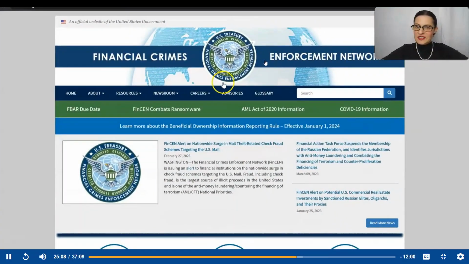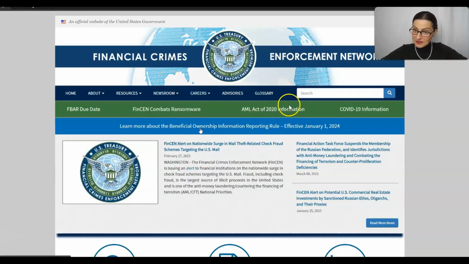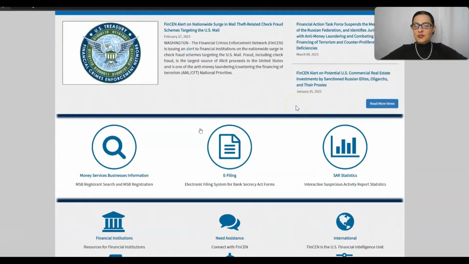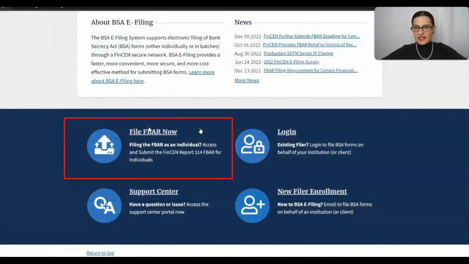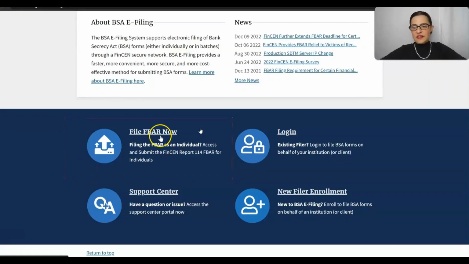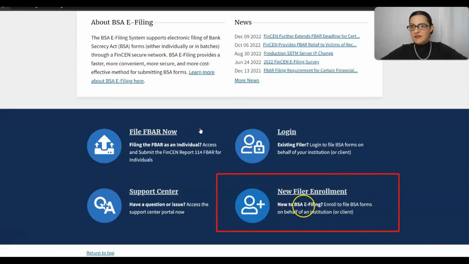This is the website for the Financial Crimes Enforcement Network. I just wanted to show it to you really quick. This is not the IRS website. This is FinCEN. If you scroll to the middle of the page, this is where you would go in order to file an FBAR. Right here is where you would click if you were filing an FBAR for yourself, as an individual taxpayer filing their own FBAR. If you're going to be filing an FBAR on behalf of a client, you have to enroll as a BSA e-filer. So you enroll here in order to actually submit these for clients.